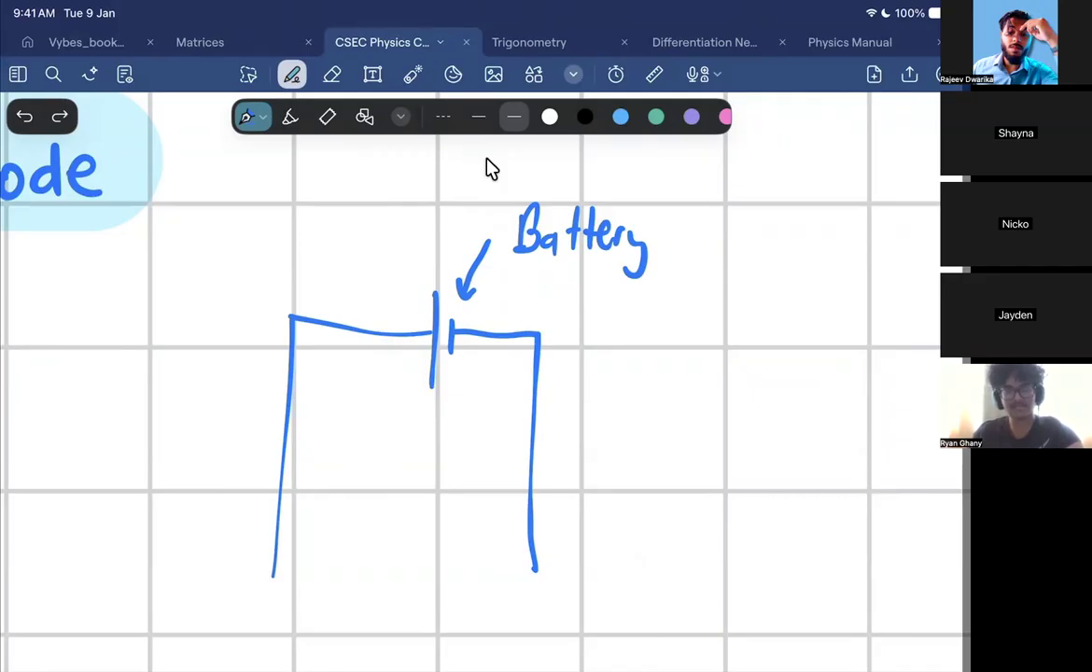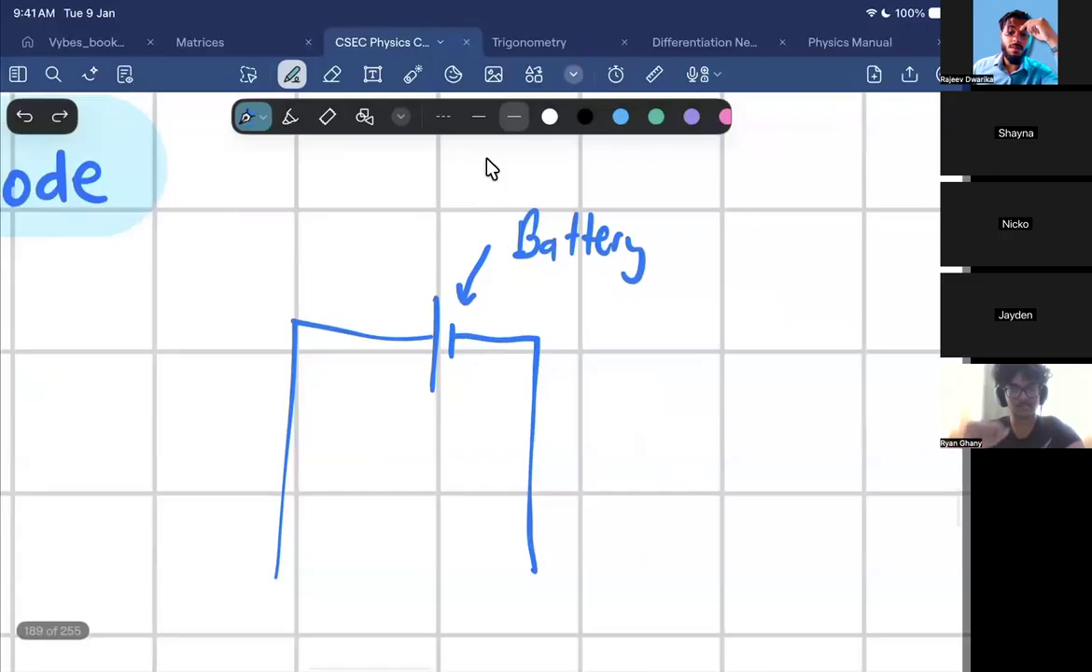Alright, Ryan, are you into electronics and things or no? Yeah. Alright, do you think a battery gives you direct current or alternating current? Direct current. Yeah, direct current, right? And that means that the direction of the current remains the same. It doesn't switch. Alright, so here we have a battery. I'm going to put a resistor.